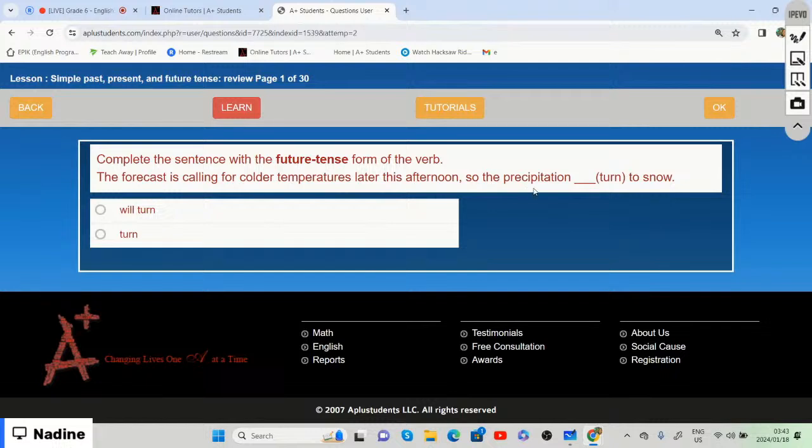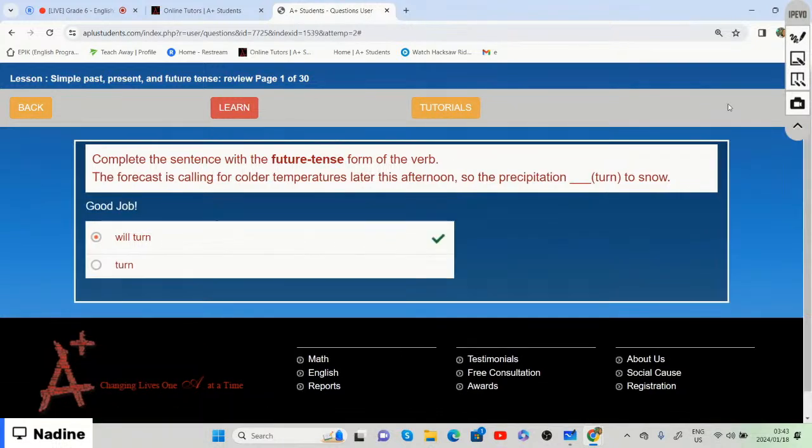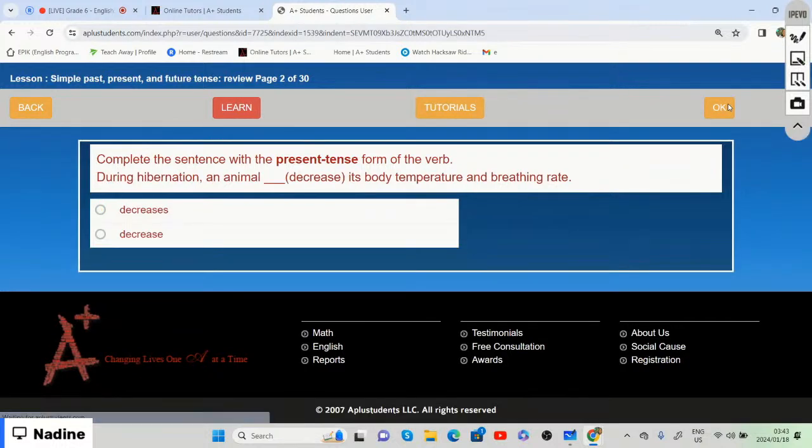All right. So if we complete the sentence with the future tense form of the verb, remember we said that when it comes to the future tense, it's things that will happen, which means that we add the word will in front of our verb. So it will turn to snow. So well done.